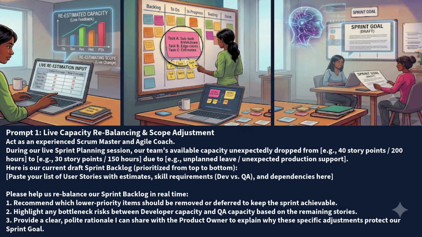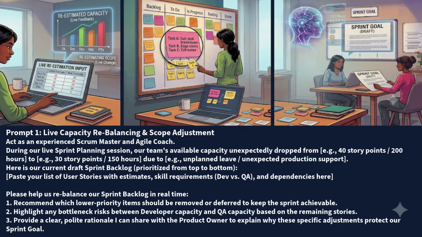Prompt 1: Live capacity, rebalancing, and scope adjustment. Act as an experienced Scrum Master and Agile coach. During our live sprint planning session, our team's available capacity unexpectedly dropped from, for example, 40 story points / 200 hours to, for example, 30 story points / 150 hours due to, for example, unplanned leave / unexpected production support. Here is our current draft sprint backlog, prioritized from top to bottom. Paste your list of user stories with estimates, skill requirements, dev versus QA, and dependencies here.